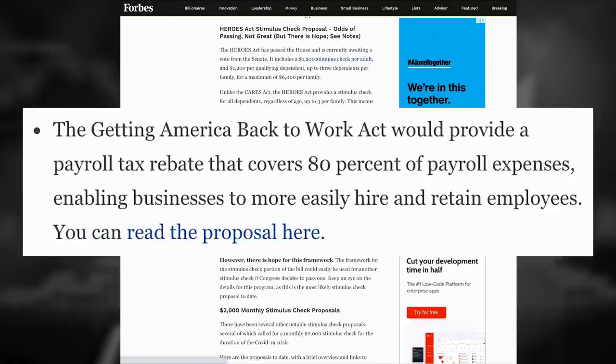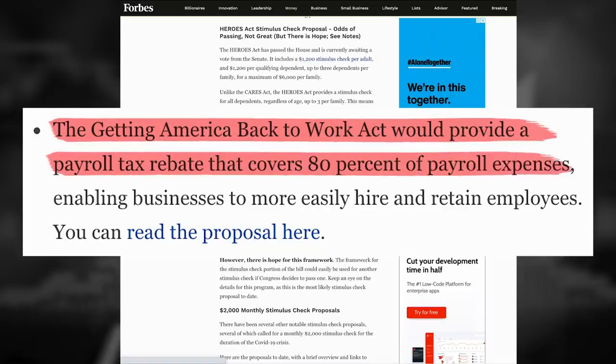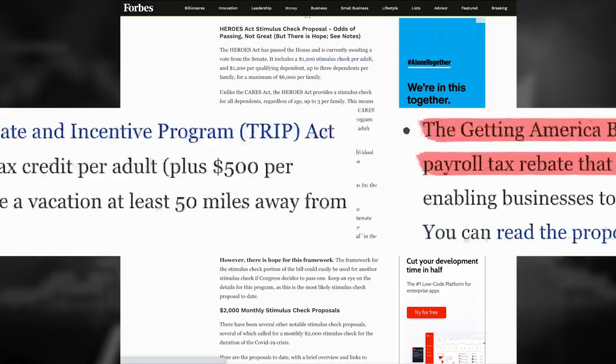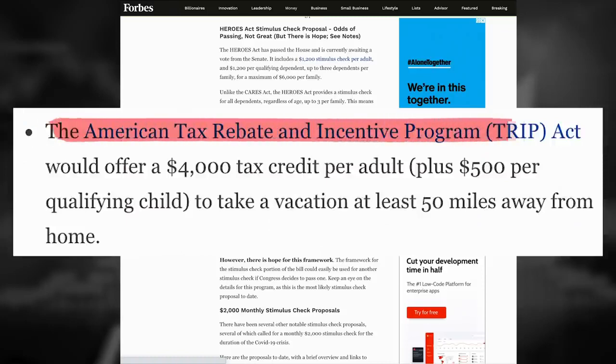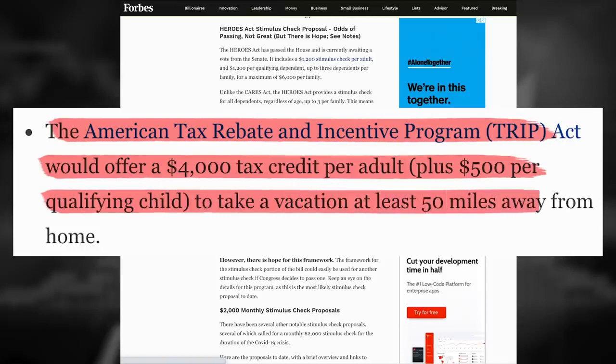Moving on. The Getting America Back to Work Act would provide a payroll tax rebate that covers 80% of payroll taxes. At least there we're addressing taxes. That's at least a step in the right direction. The American Tax Rebate and Incentive Program, or TRIP, the Fed would love that acronym, I'm sure, would offer a $4,000 tax credit per adult plus $500 per qualifying child to take a vacation at least 50 miles away from your house. You've got to be kidding me. This is truly taking central planning to a whole new level.